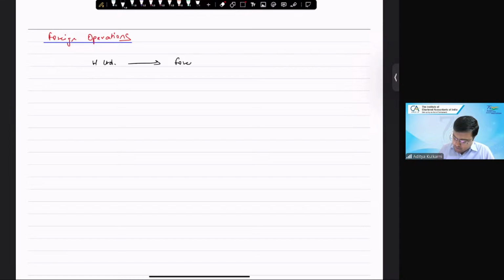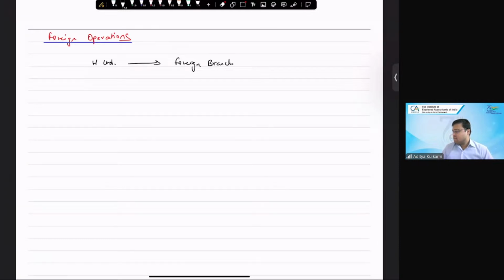Or before a subsidiary, let us take, I have a company H Limited, which is having a foreign branch. Now, foreign branch could be integral or non-integral. You have studied in AS11. Yes, sir. Integral, non-integral.